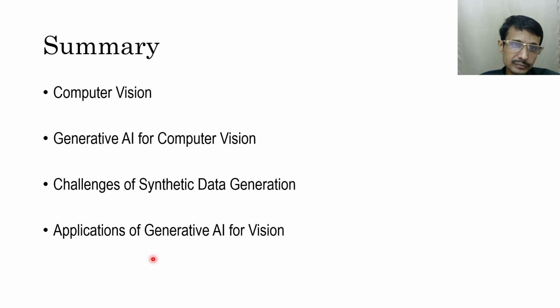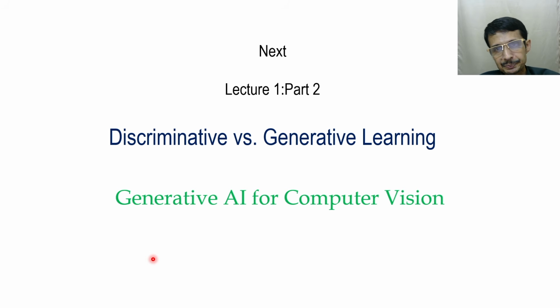So in summary, in this particular introductory lecture, we first understood what computer vision and generative AI are. Then we tried to understand how generative AI is used for computer vision, what the main challenges are that we face for synthetic data generation, and the different applications of generative AI for vision. In the next part, we are going to understand the basic difference between discriminative and generative learning. Thank you very much.